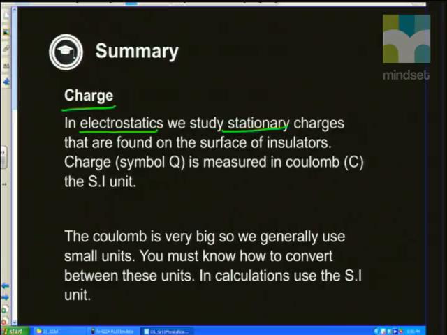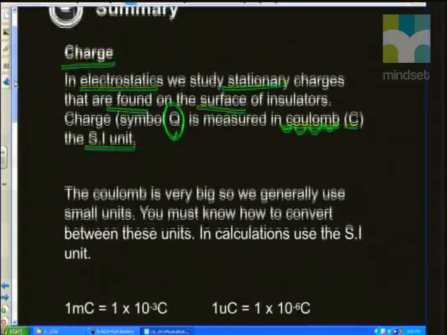Okay? And these charges, of course, are found on the surfaces of insulators. The charge is symbolized by a letter Q, and it is measured in coulombs. And of course, it is named after the scientist Coulomb, who came up with Coulomb's law. And the SI unit for this, of course, is the C, the coulomb.